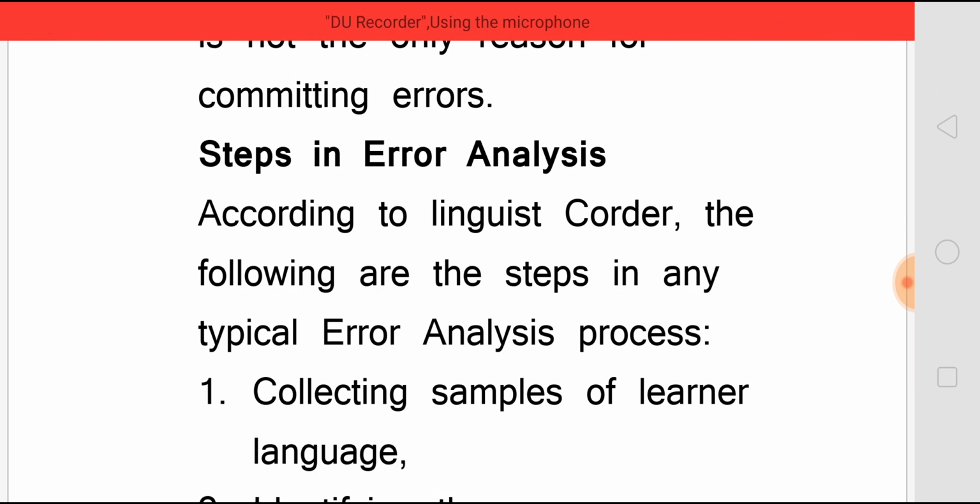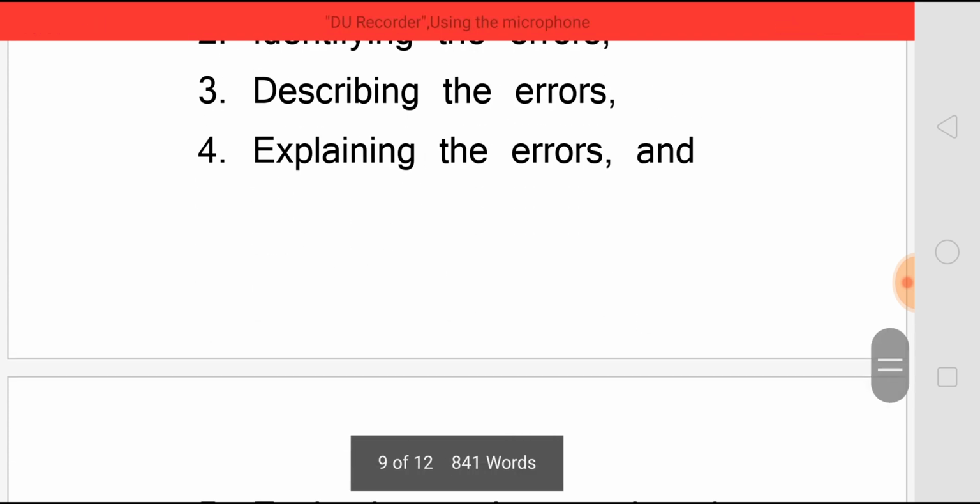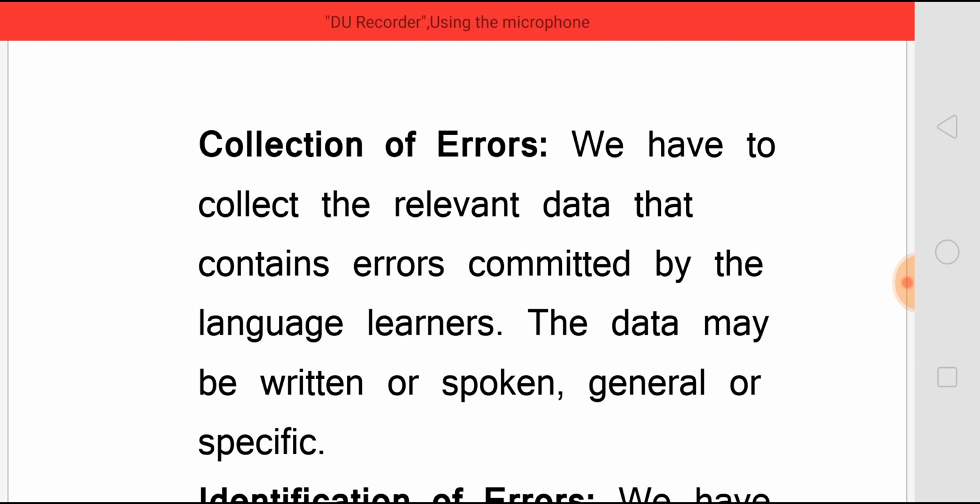And the steps in error analysis, according to linguist Corder, are the following: collecting samples of the learner's language, identifying the errors, describing the errors, explaining the errors, and evaluating and correcting the errors. When it comes to collection of errors, we have to collect the relevant data that contains errors committed by the language learners. The data may be written or spoken, general or specific.